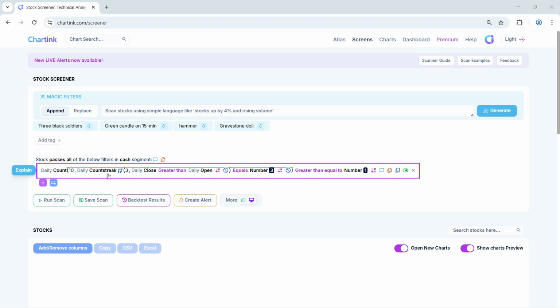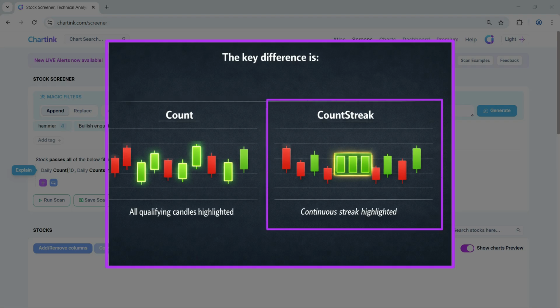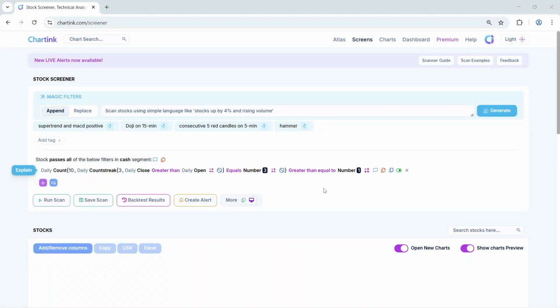As the name suggests, CountStreak is used to find a continuous streak of a condition. The key difference is count checks how many times a condition occurred even if the candles are scattered. CountStreak checks whether the condition occurred continuously without a break. Now our requirement is there should be a continuous streak of 3 green candles within the last 10 candles.